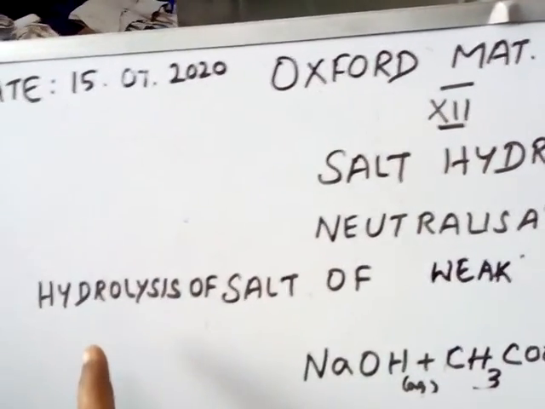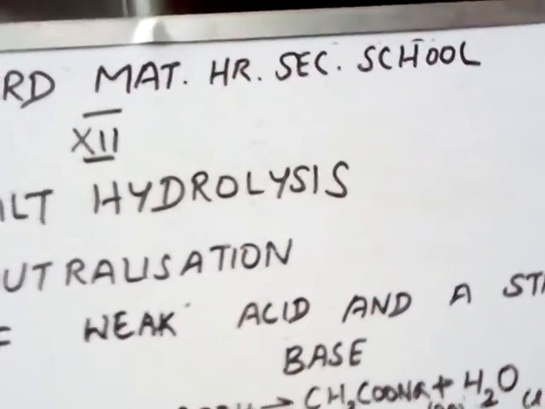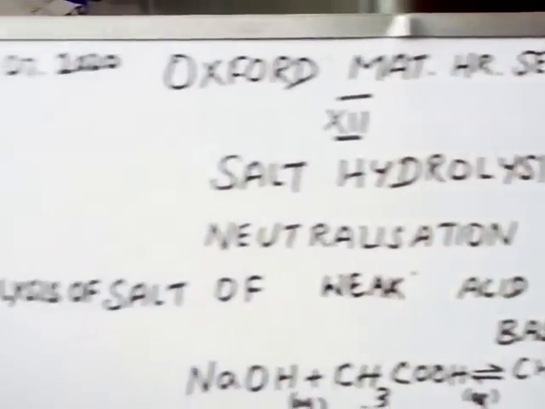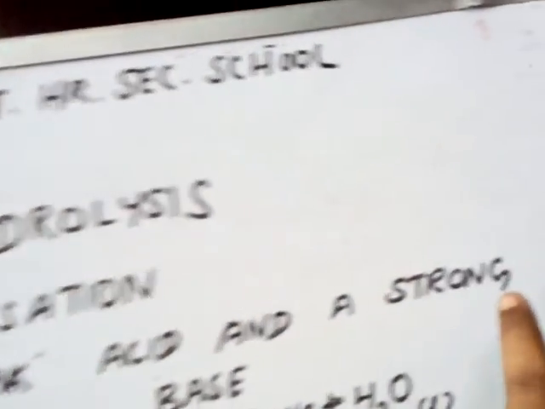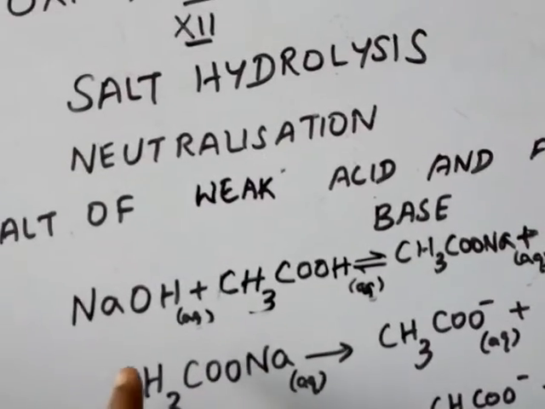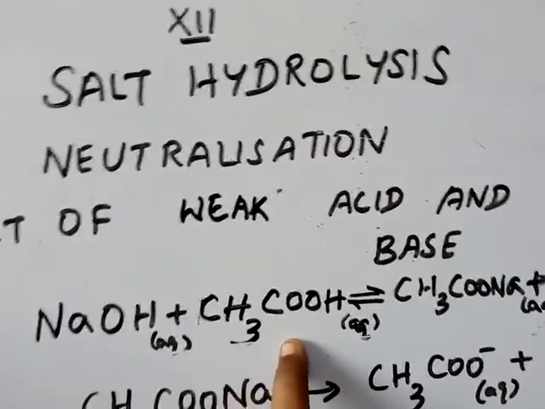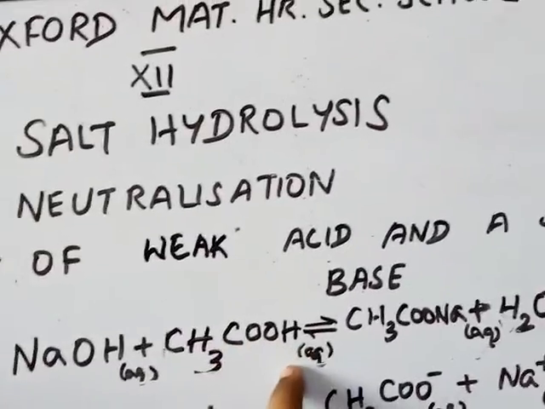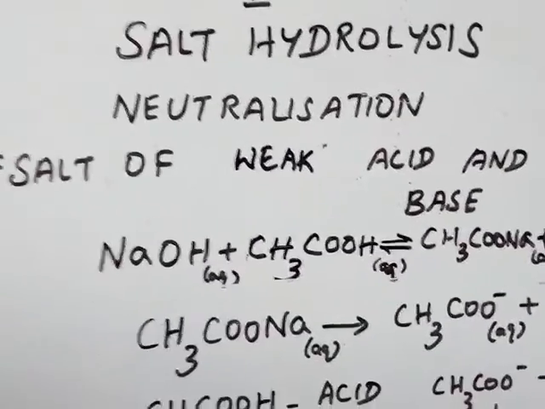Now, this is the second topic. What we discussed earlier was hydrolysis of salt of strong acid and a strong base. Now, hydrolysis of salt of weak acid and a strong base. For that, we are taking sodium hydroxide, a strong base, and acetic acid, a weak acid. So, base plus acid gives salt: sodium acetate and water are formed.